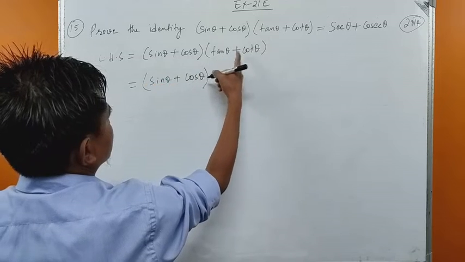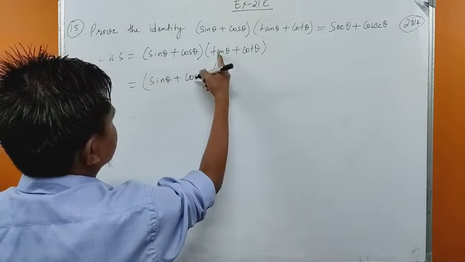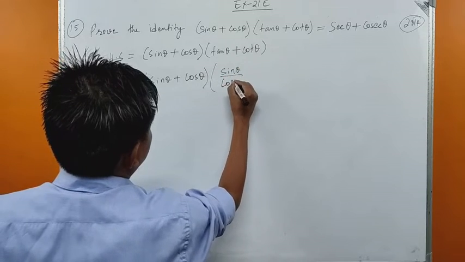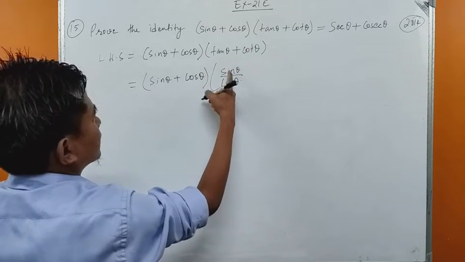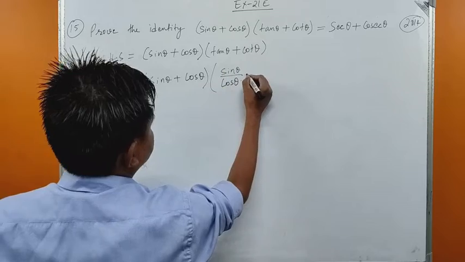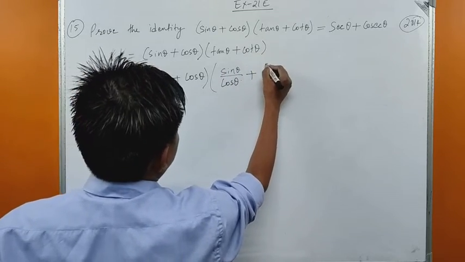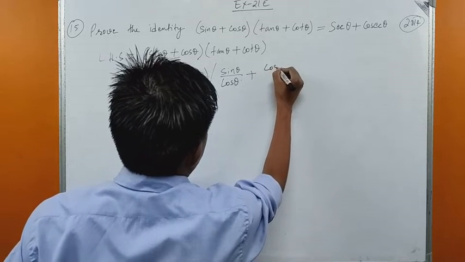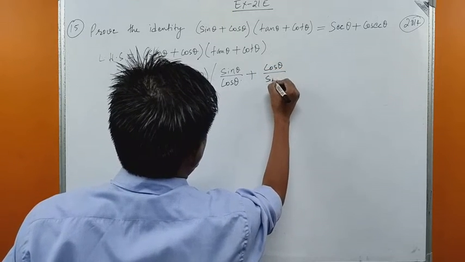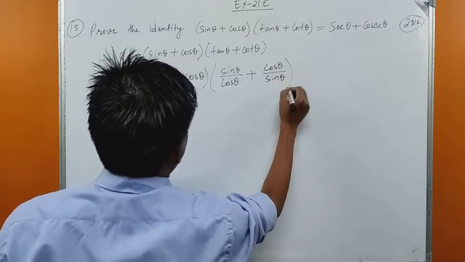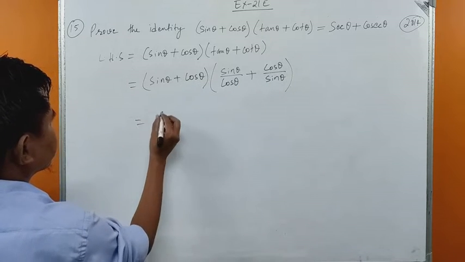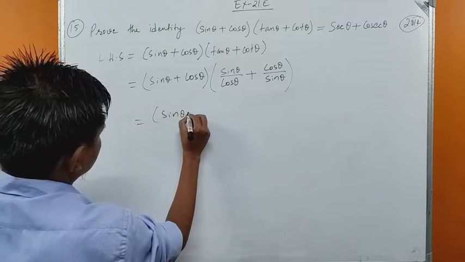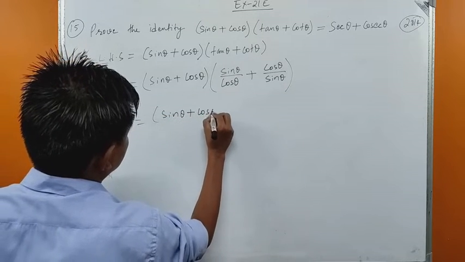Now we convert this 2 into sin cos form. Tan theta means sin theta by cos theta, plus cot theta means cos theta by sin theta. Now we copy this as it is, sin theta plus cos theta.